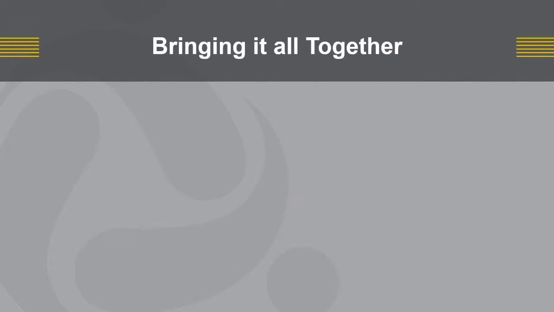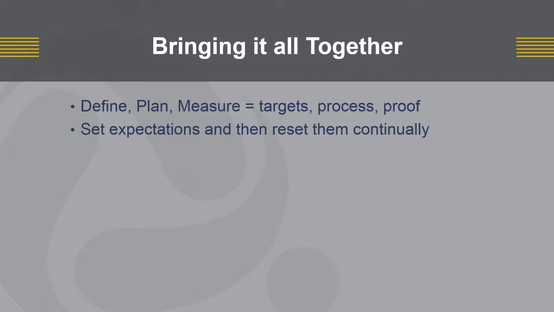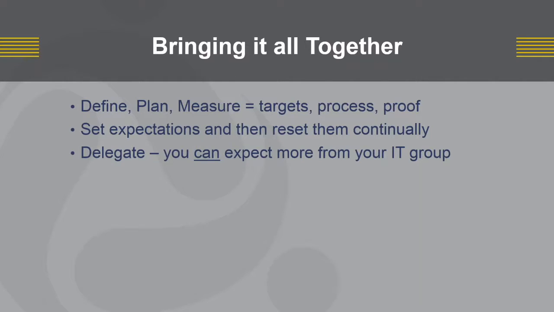So, bringing it all together, a couple parting thoughts that I'll leave you with. One, when you define, plan, and measure, what you're really doing is you're creating targets, you're creating a process, and you're showing proof of your work. I really recommend you stay strong on all three. If we eliminate any one of the three, the process really does fall apart. Set expectations, and then set expectations. As we all know, we're all incredibly busy these days. Users and management, other management team members, they will forget. That's part of the reason why we report. That's part of the reason why we create the budget and the strategic plans, so that we have this stuff written down. And then delegate.